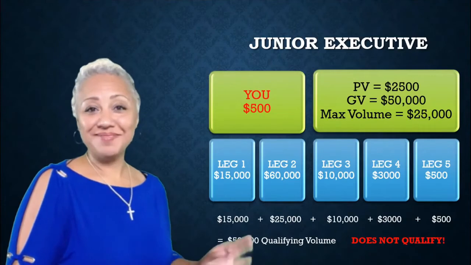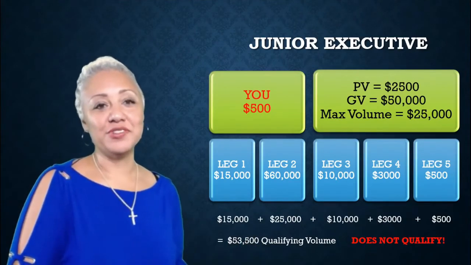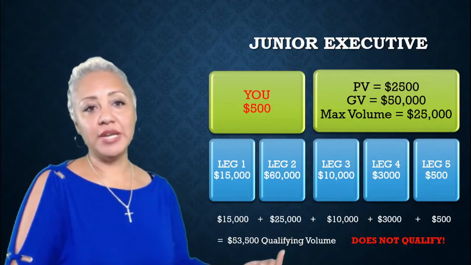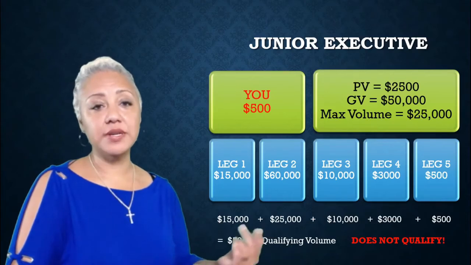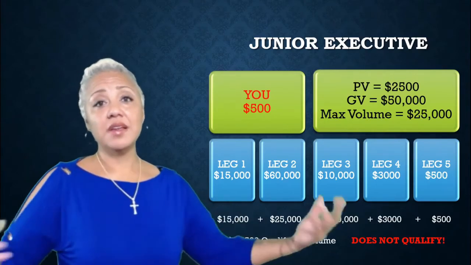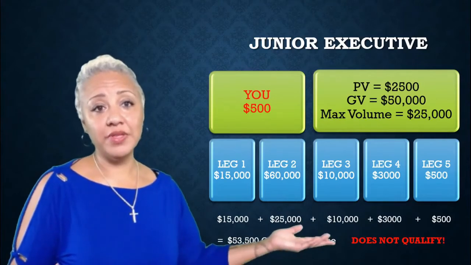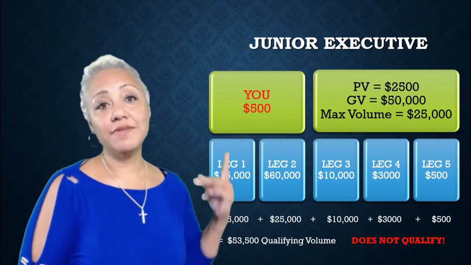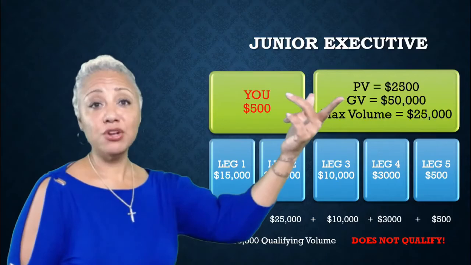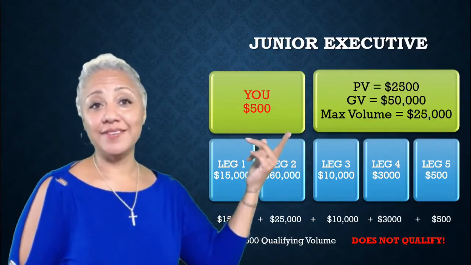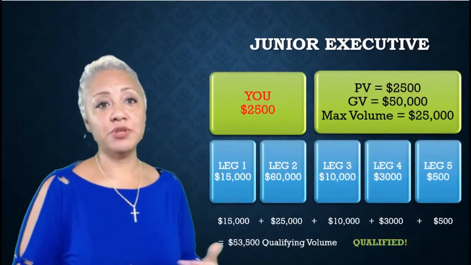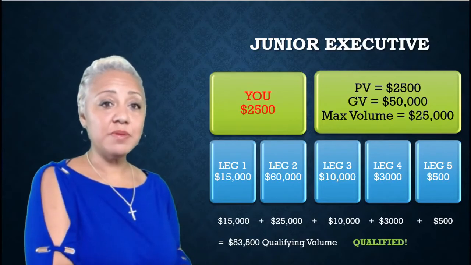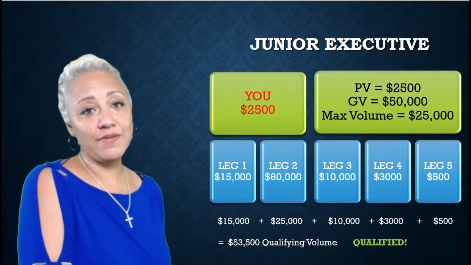Now, in this case, let me switch it up a little bit for you just so you can understand. If you do the math here, you have 15,000 from one leg, 25,000, that's 40,000. Leg 3 has 10, that's 50,000. No one leg is exceeding the amounts here. Why did this person not reach rank qualification? Very important: personal volume was not met. You need $2,500 and this person has only invested $500. So in this scenario, the person would just need to invest up to $2,500. Once they reach that $2,500 investment mark, then they themselves also qualify for the rank achievement.